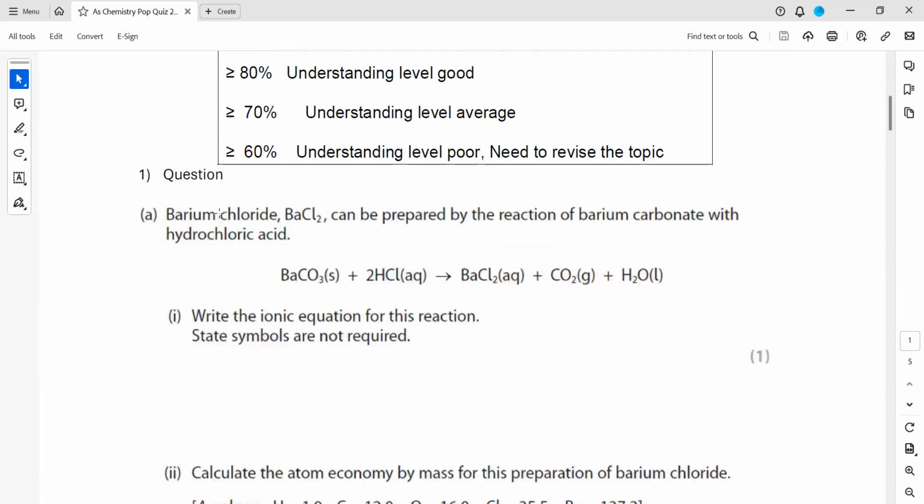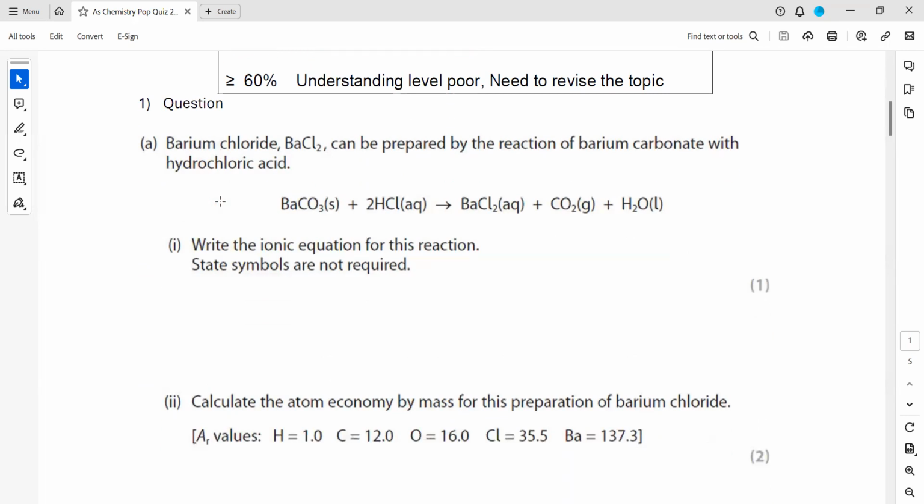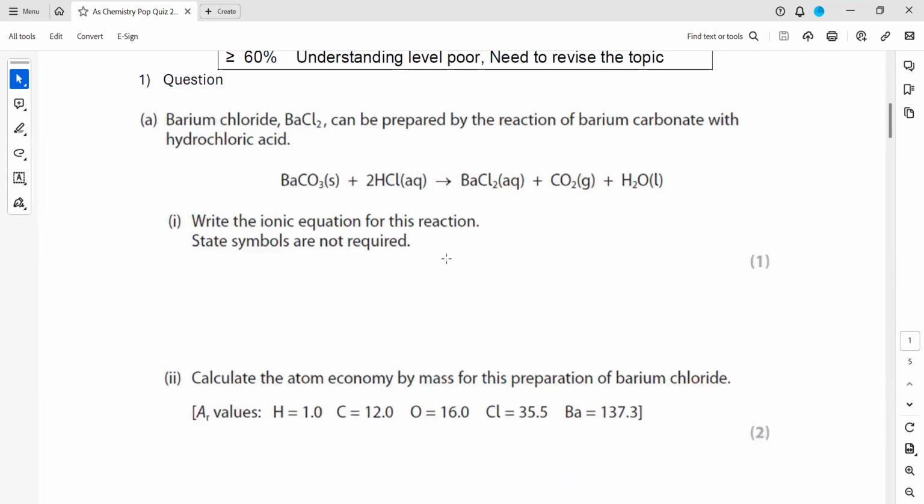Barium chloride can be prepared by reaction of barium carbonate with hydrochloric acid. Write an ionic equation for this reaction. So how to write an ionic equation? First, we cancel out the common ion in aqueous solution. So chlorine is common. We cancel out chlorine. And solid, liquid, and gas, we write as it is.